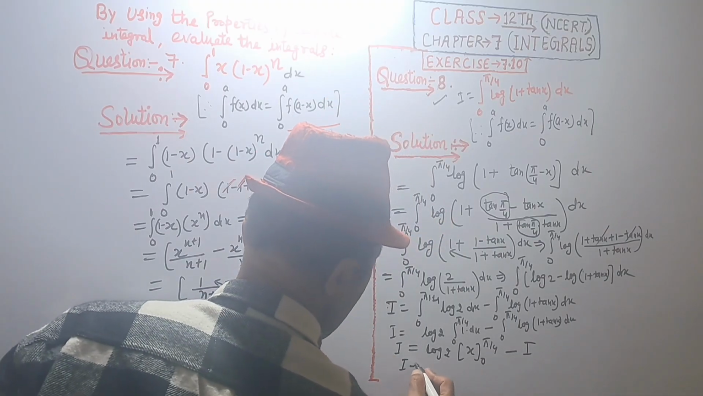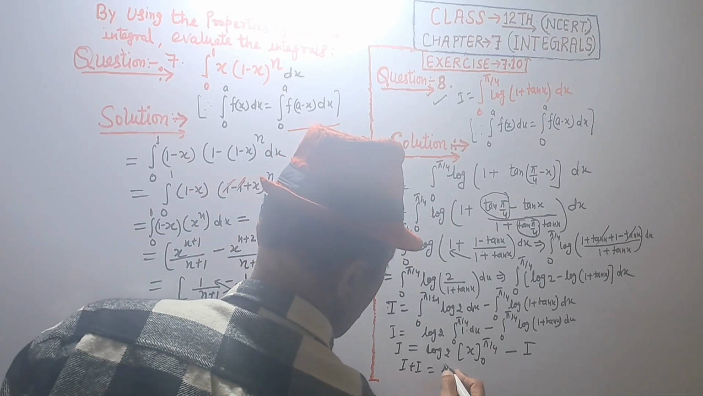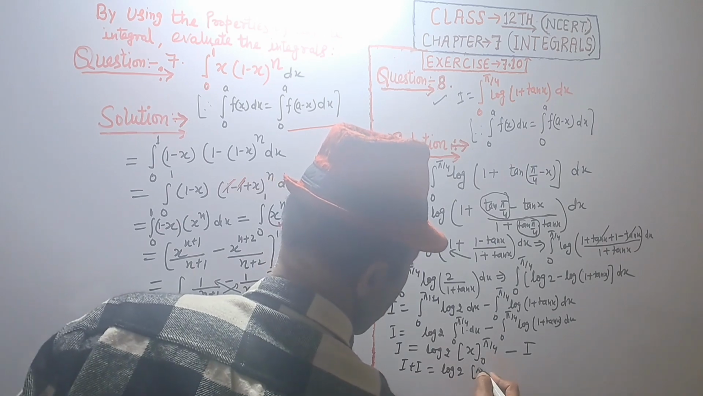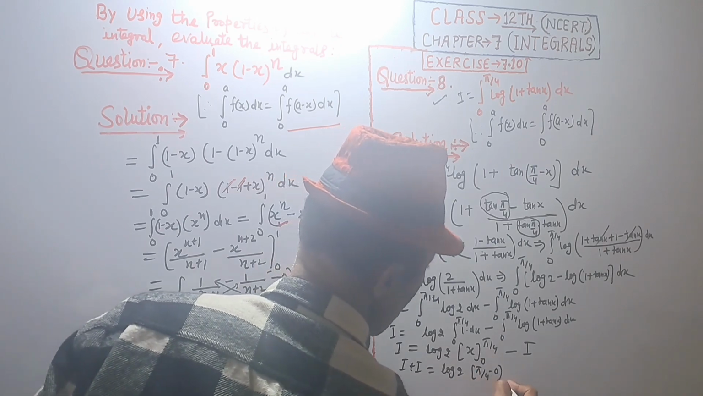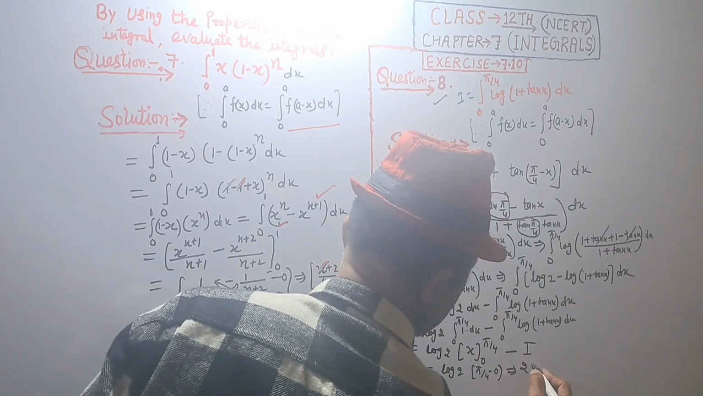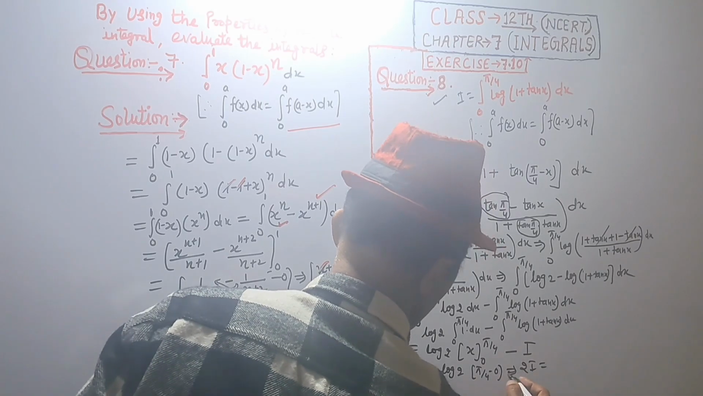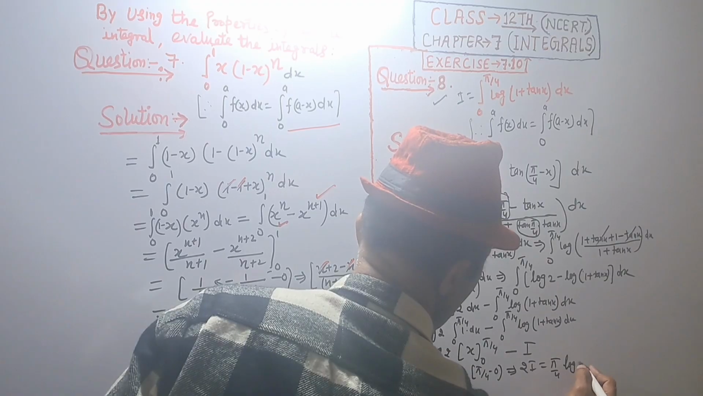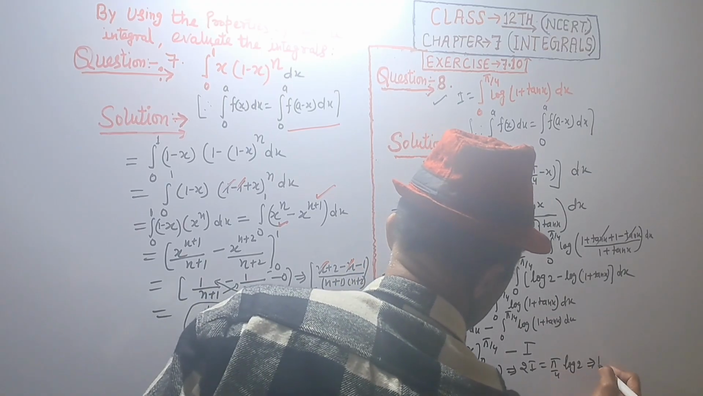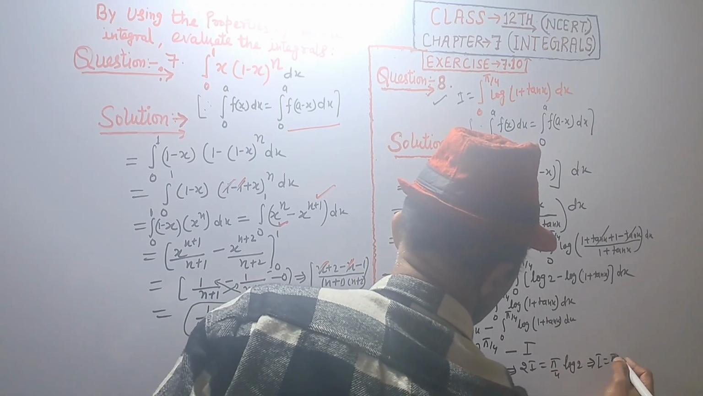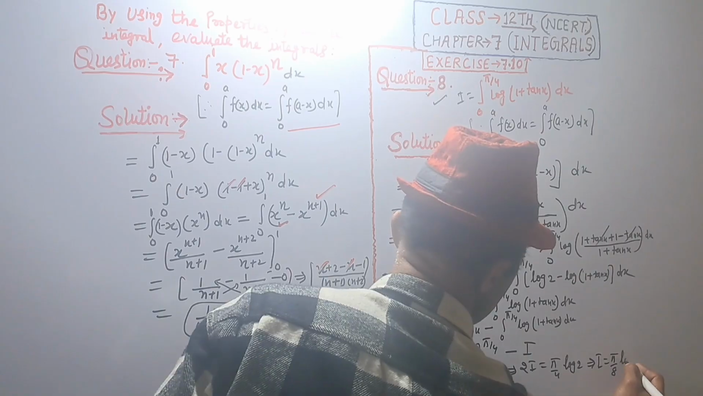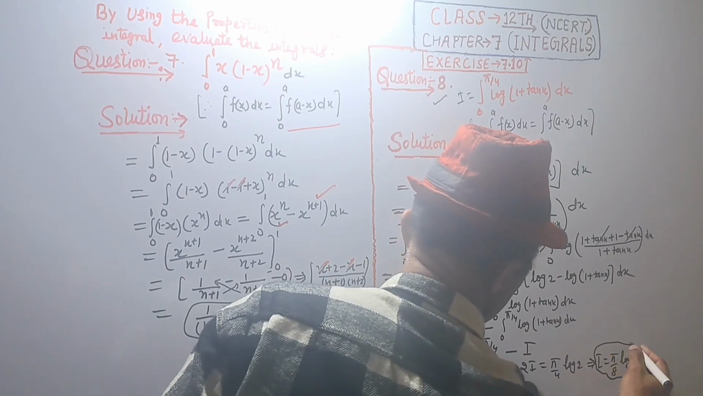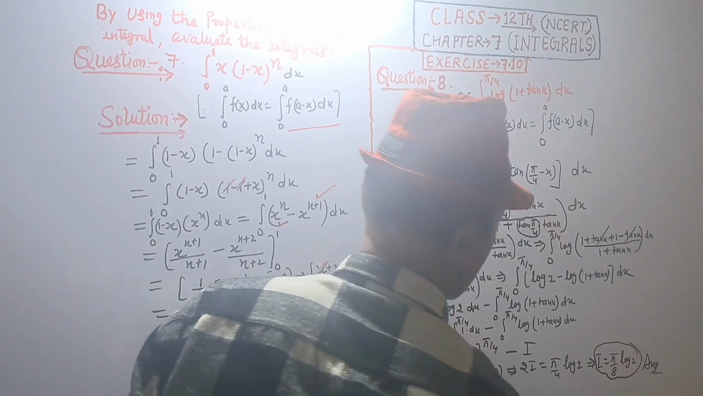So I plus I is equal to log 2 into limit pi upon 4 minus 0, which implies 2I is equal to pi upon 4 log 2, and I is equal to pi upon 8 log 2. Answer.